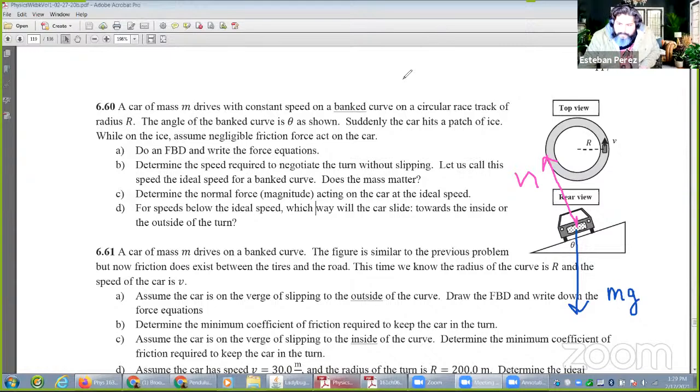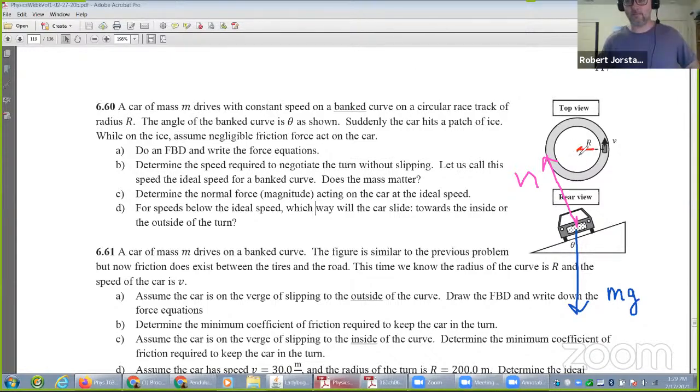Towards the center. What is towards the center? This way, right? It's not down the plane, Isaac, and that's what I wanted to warn you about.